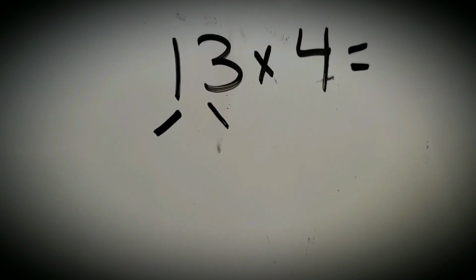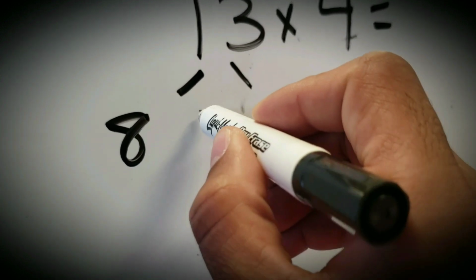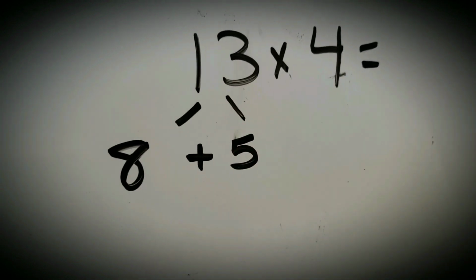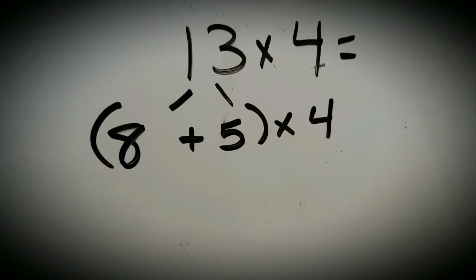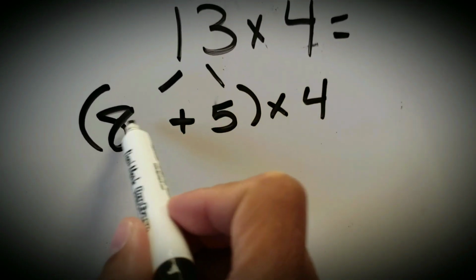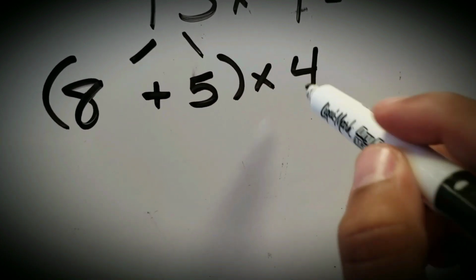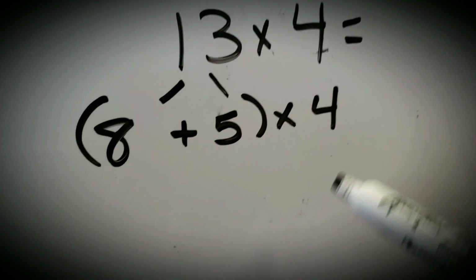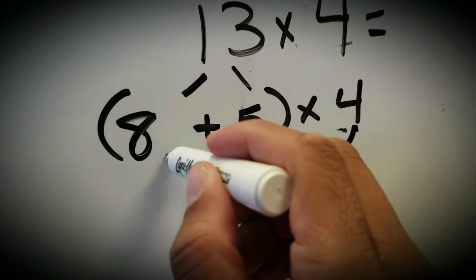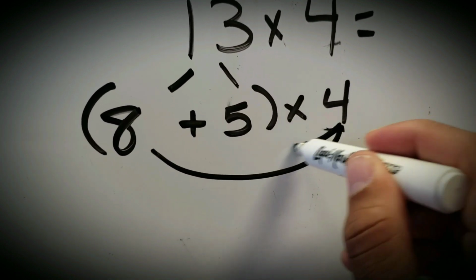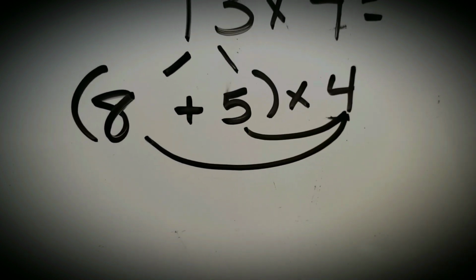So for example, I can take 8 plus 5, which equals 13, and I can multiply that by 4. Now the value of 13 hasn't changed. It's still 13. 8 plus 5 is still 13. However, now this makes it a little bit easier for me to multiply and solve, because now I'm going to distribute. I'm going to multiply the 4 by the value of the 8 here. I'm also going to take the 4 and multiply it by the value of the 5 right there. I'm multiplying 4 times 13 is what I'm doing here.